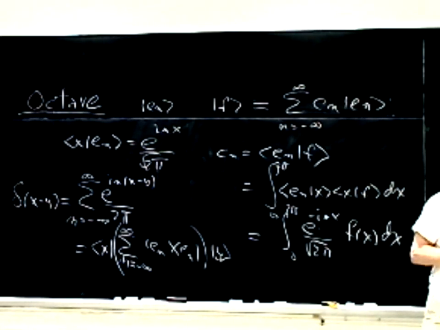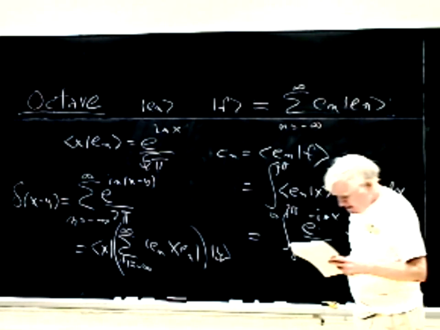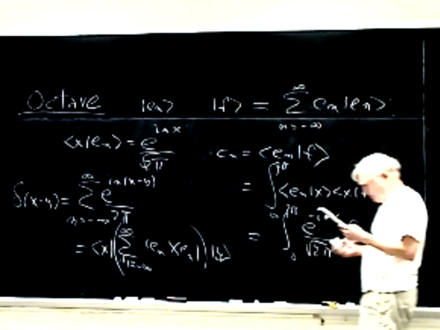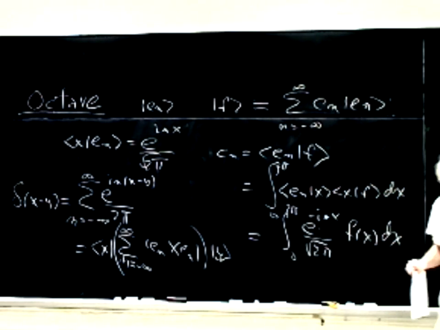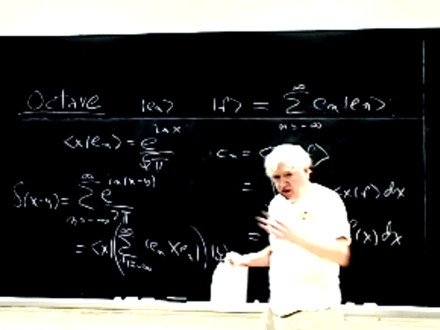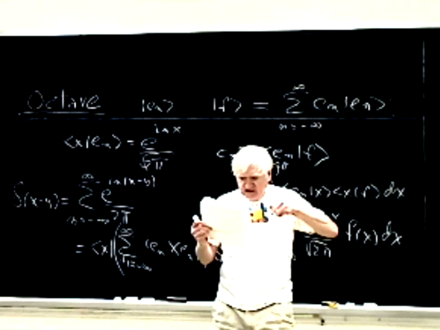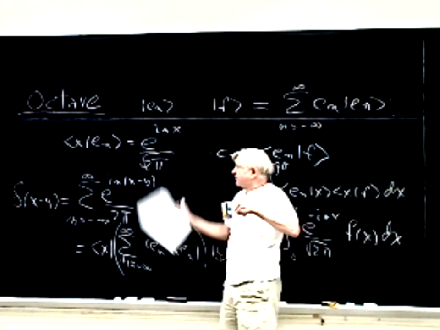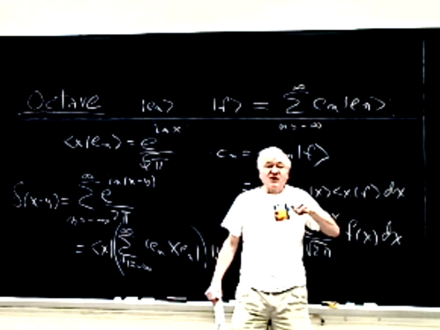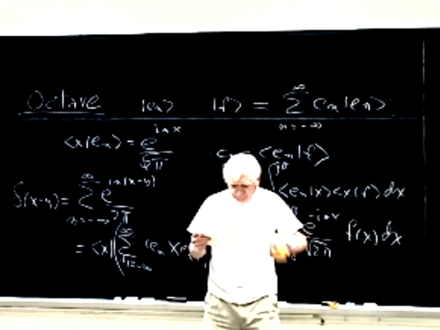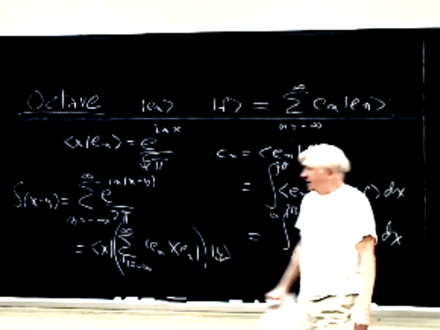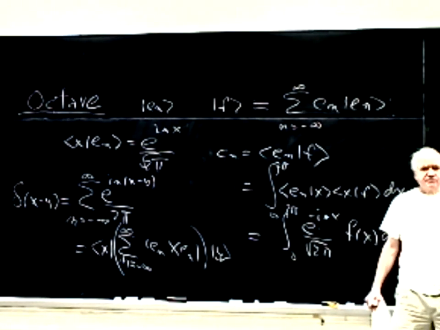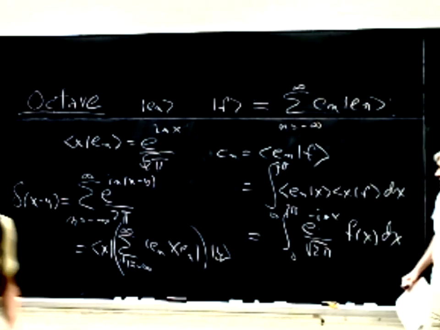We also learned that we have the integral from 0 to 2 pi, but we could just as well have an integral from minus pi to pi, or from r to r plus 2 pi. The important thing is that if we divide by the square root of 2 pi, and we have the e to the i n x, then we want the interval to be of length 2 pi.